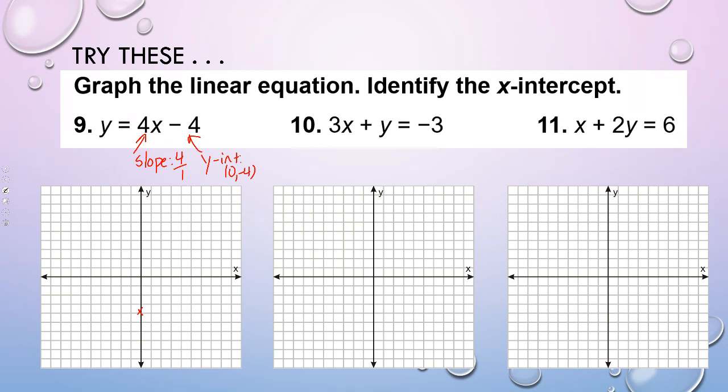So my slope is 4 over 1, so I'm going to go up 1, 2, 3, 4, and over to the right. Positive slopes go up and to the right, or down and to the left. So up 4, right 1, or I can go down 4 and left 1, and then just draw on your line. Okay, so make sure you're comfortable with how to move in terms of those things there.